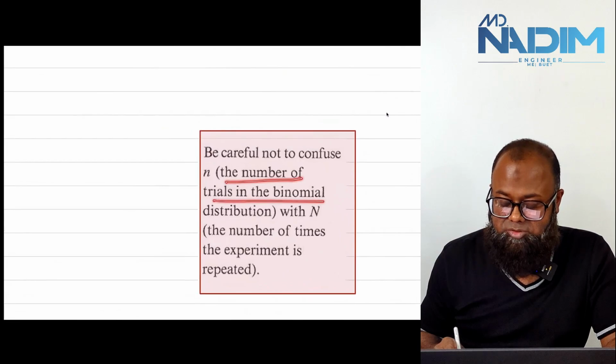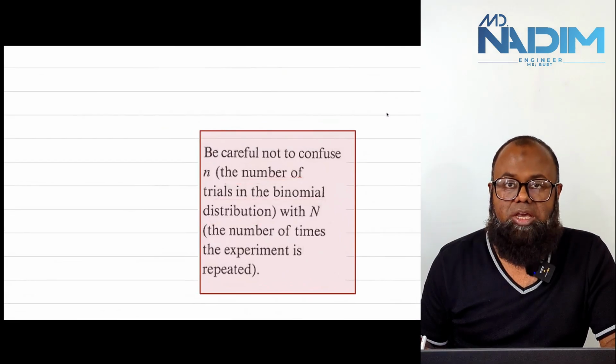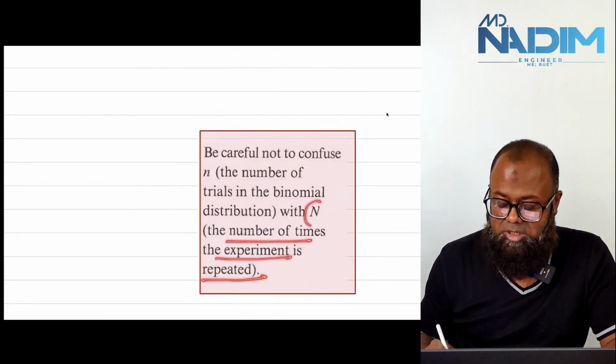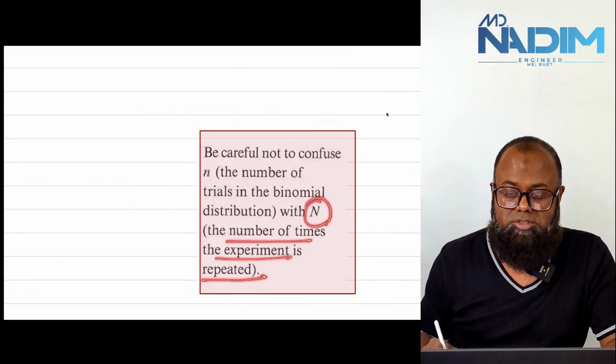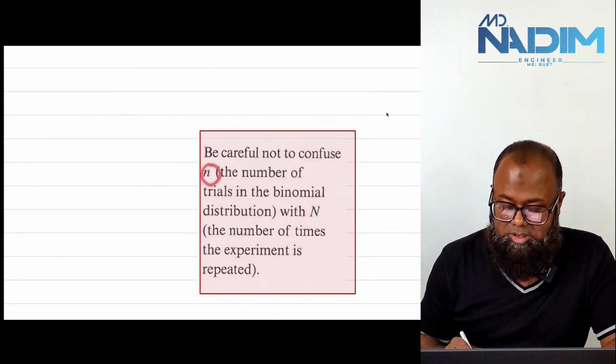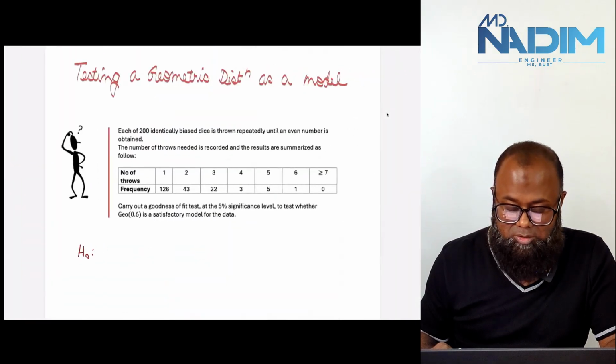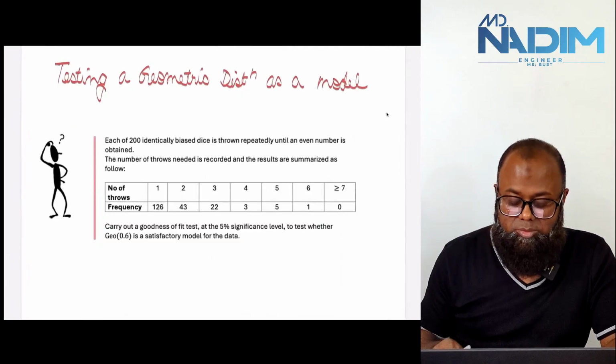Small n is the number of trials in the binomial distribution, and capital N is the number of times the experiment is repeated. Number of times the experiment is repeated, and small n is the number of trials in the binomial distribution.